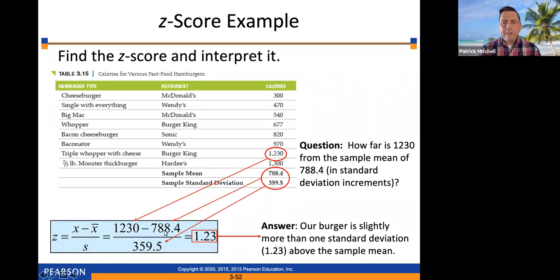1,230 minus 788.4, and then divide that difference by 359.5, you get 1.23. So that means the Triple Whopper with cheese is slightly more than 1 standard deviation above the sample mean. It's about 1 1/4 standard deviations above the sample mean.